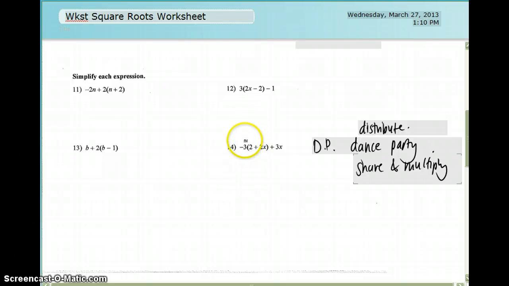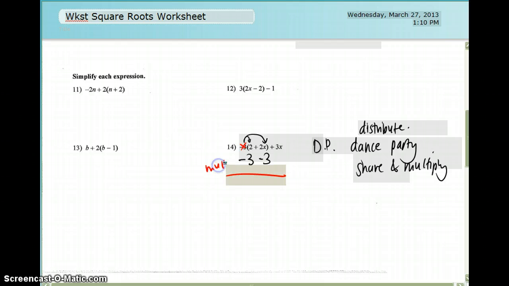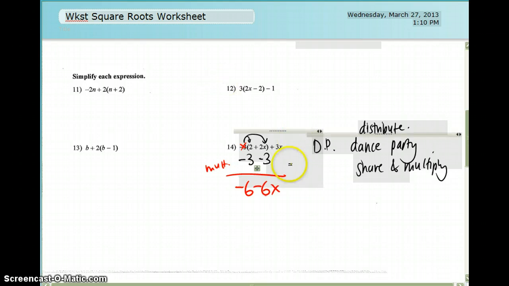So we're going to share the negative 3 with only the numbers and the terms that are in the parentheses. So I like to put the negative 3 right under them, and I like to write it twice because there's 2 terms. I'm going to then cross that out because I don't need it. So I've shared them. Now I'm going to multiply them. So 2 times negative 3 is negative 6. Positive 2x times negative 3 is negative 6x. Then I want to bring my positive 3x down.